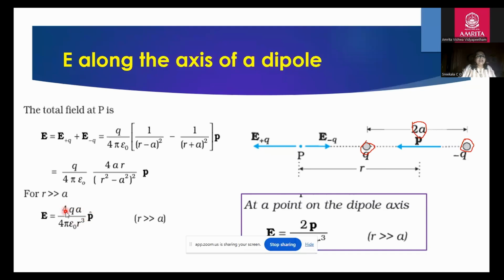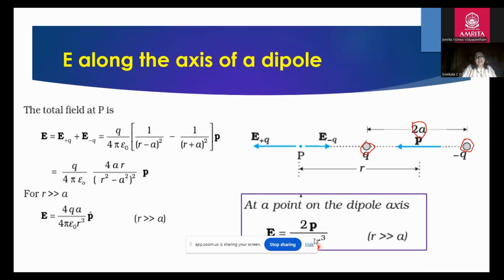Now we can write this 2AQ as P, including this direction also, magnitude, and you can write it as 2P. E is equal to 2P by R cube. So E is equal to 1 by 4 pi epsilon 0 into 2P by R cube.